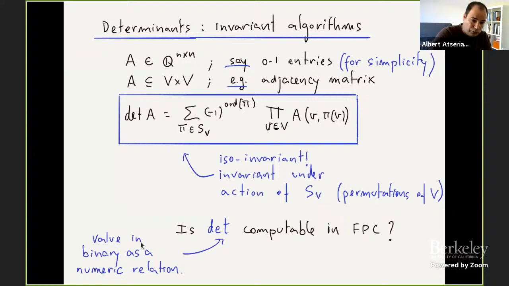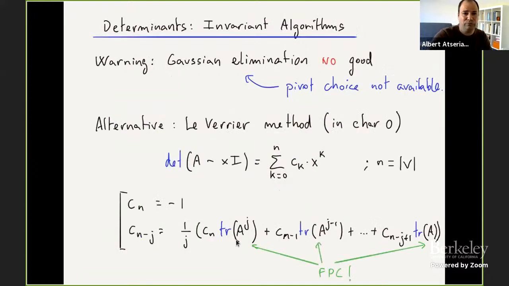And here, what you want is to compute the value as a binary relation that encodes the bits of the output. So one warning is that Gaussian elimination, this is a fantastic algorithm that is used all the time, but it's not good for us. Choosing a pivot is not something we can do, because when we choose a pivot, we're breaking symmetries.